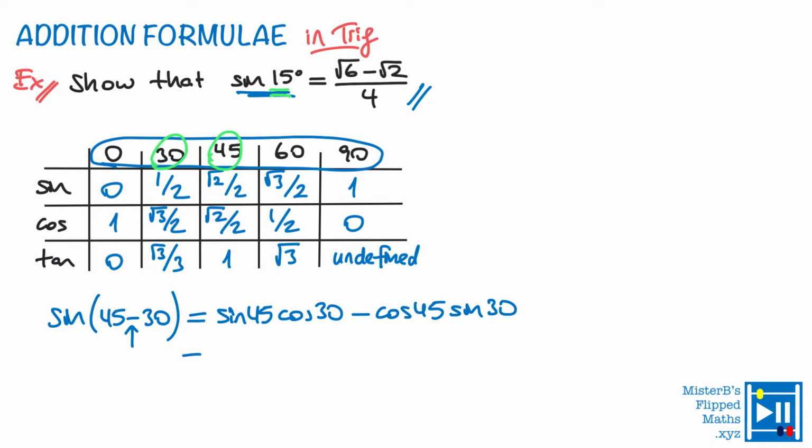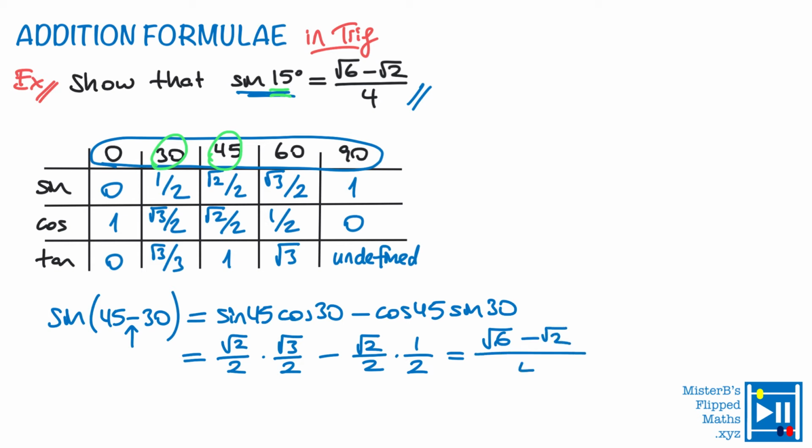Now, at this point, I can just calculate. I can write root 2 over 2 for sine 45, times cosine 30, which is root 3 over 2, minus cosine 45, which is root 2 over 2, whereas sine 30 is 1 over 2. And if you do the simplification, you end up with root 6 minus root 2 over 4. So this is how you show the work. Again, you don't need to know the table, but it will help you to go quickly on the solution of it. You can always use a calculator to end up with these values.